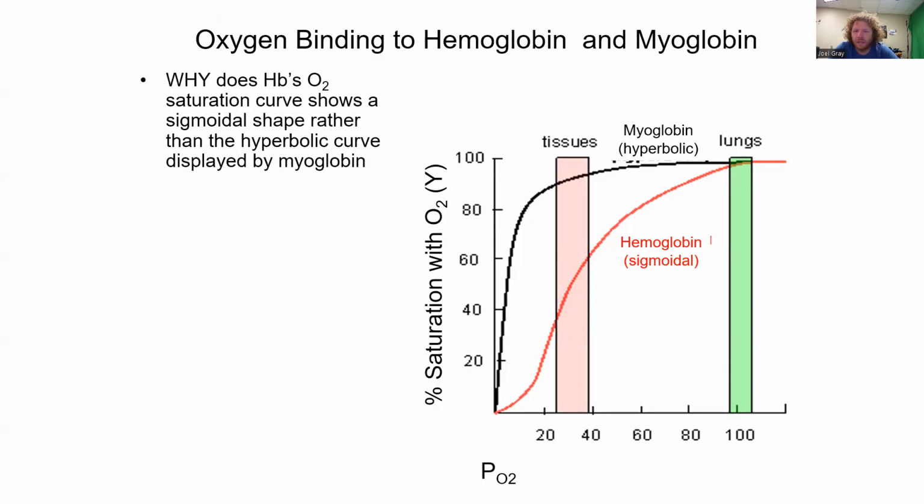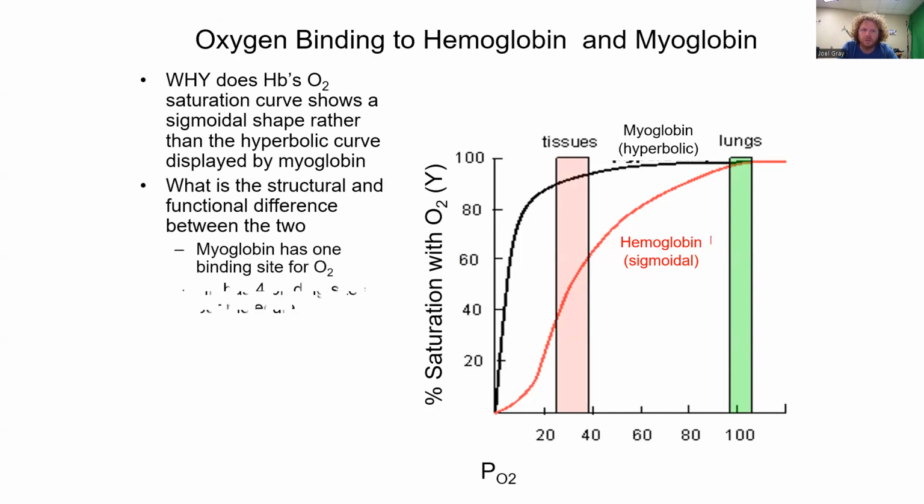Here what we have is a graph that shows our y-axis percent saturation with O2 and our x-axis is pressure of O2. Our black line corresponds to myoglobin, which gives us that nice hyperbolic curve, whereas our red line here shows the sigmoidal curve. Now, I don't want you to stress too much about these columns right here, the tissues or my stylus. I don't know where my stylus is. Oh, there it is.